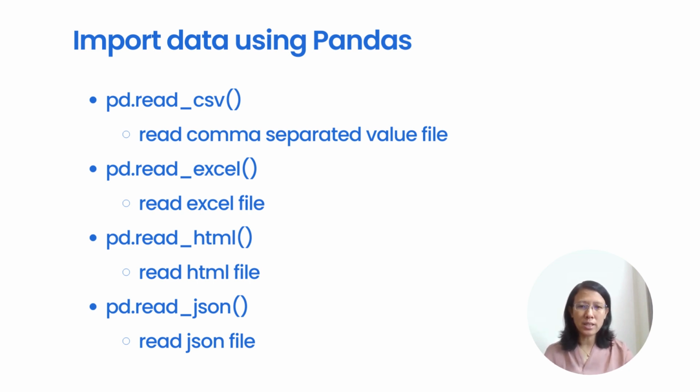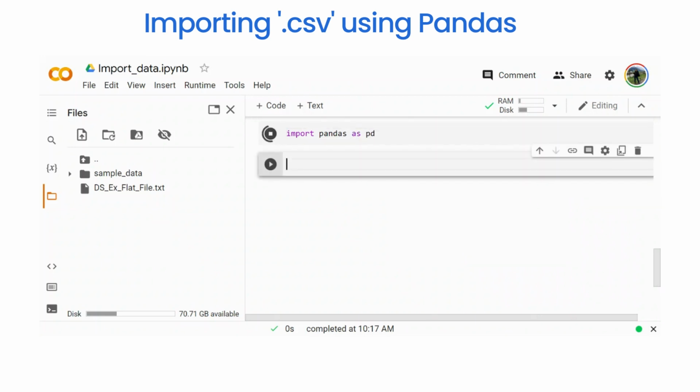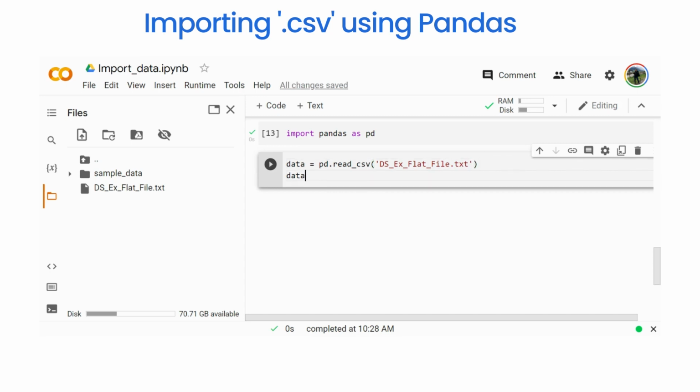Now let's start with our exercise using the read_csv. To import the data using the pandas library, we first have to import pandas. Import pandas as pd. I will import this pandas library as pd, all right? Now let's start reading. This time we don't need to open, we just need to read directly. I will call it data equals pd.read_csv. Then my file is given as dsEX flat file.txt. Let's see what will happen.